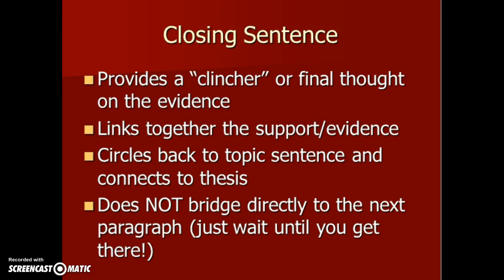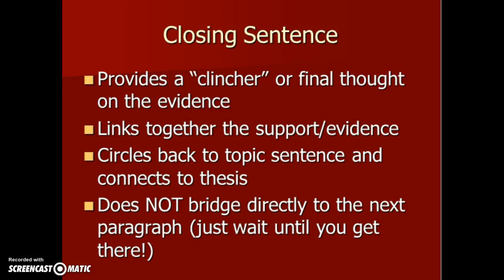What a closing sentence does is it provides a clincher or a final thought on the evidence. It wraps everything up from the paragraph. It links together your support and evidence and circles back to how you have proven your topic sentence, and if in an essay, how it connects to the overall thesis.